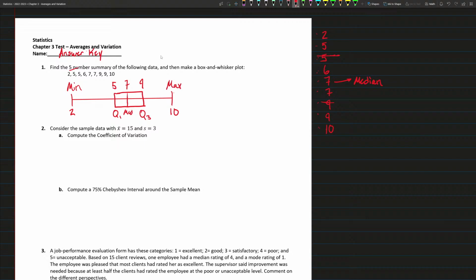Number 2, consider the sample data with sample average of 15 and sample standard deviation of 3. Compute the coefficient of variation. This is really easy. We just got to remember the equation. That's just S over X bar, which is 3 over 15, which is just 1/5.